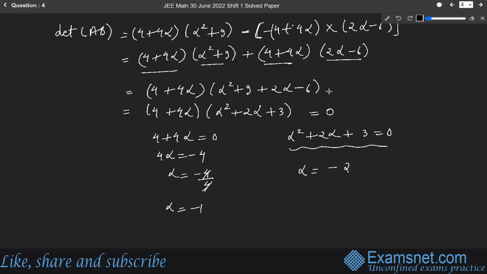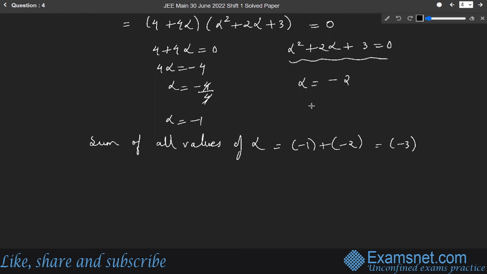So first let us find the sum of the values of alpha. The sum of all the values of alpha is minus 1 plus minus 2, which is minus 3. Now we have to calculate the absolute value of the sum. For the absolute value, we have to take the modulus. So the absolute value of the sum will be equal to the mod of the sum. What is the sum? It is minus 3. So mod of minus 3 is plus 3.